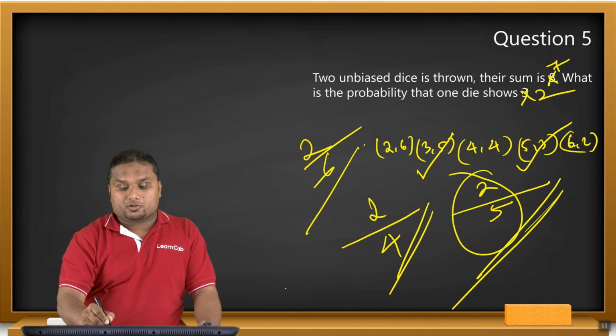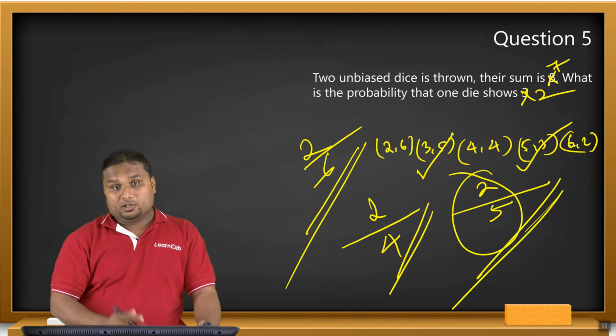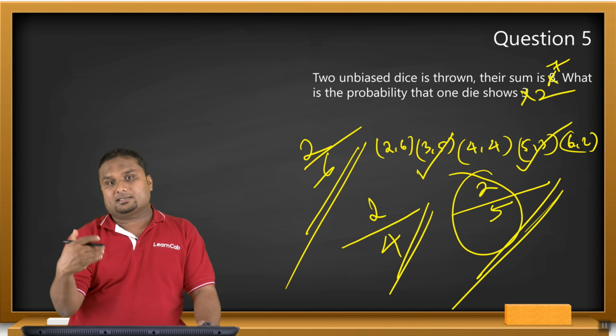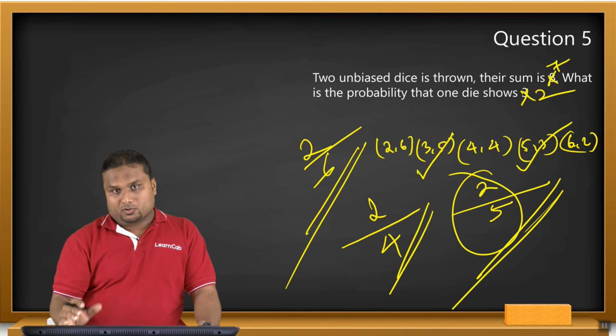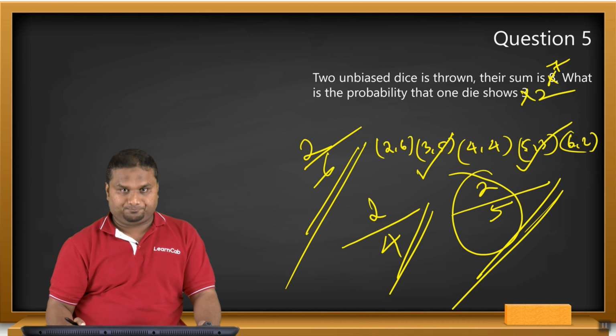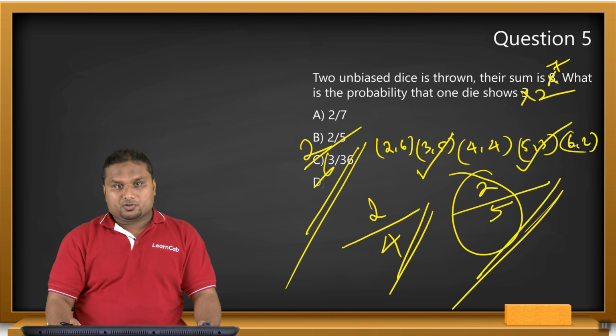So in any question of conditional probability, the numerator will always be 2. Denominator will be the sum. This is the rule for doing the conditional probability question. Hope it is clear. Now, the answer of this question is 2 by 5.